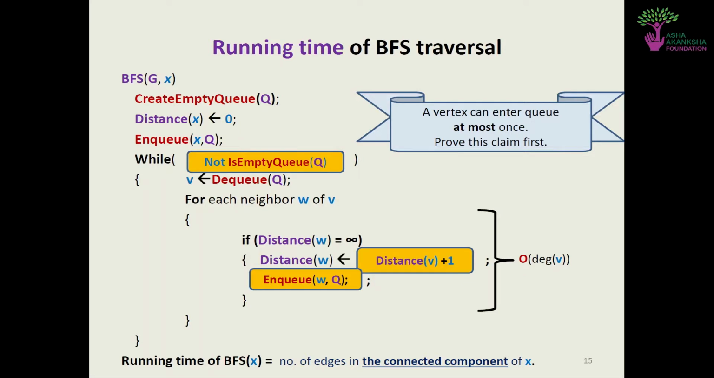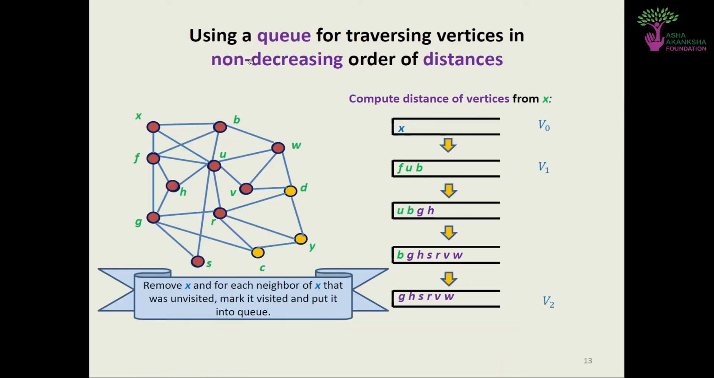So the running time of this will be order of n. So why is that? Because we are creating a queue and we are performing this queue action for each vertex exactly once. So a vertex can enter the queue at most once, and then we remove it at most once. So we have to keep in mind that no vertex can come into the queue twice. So in this example, u is not coming.